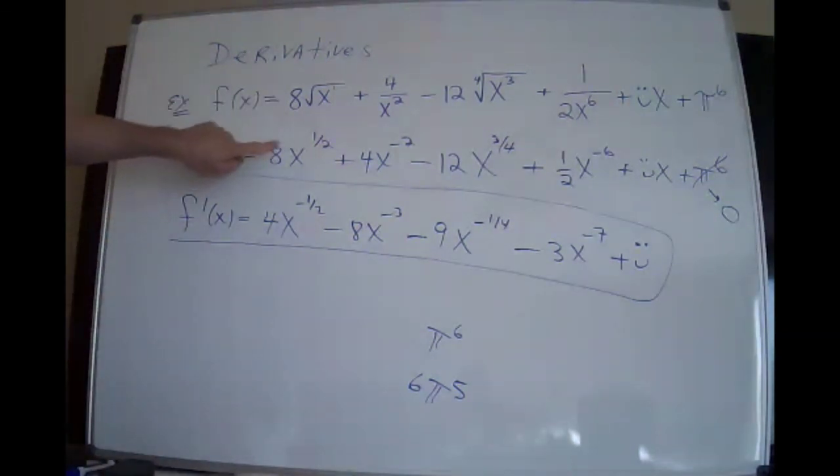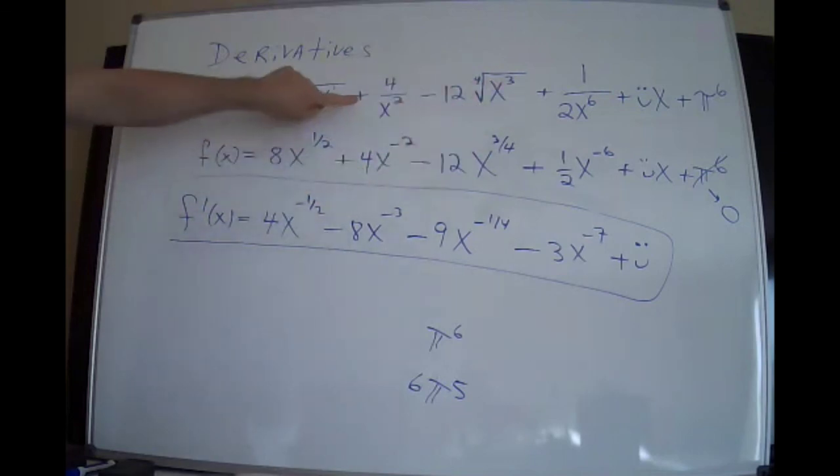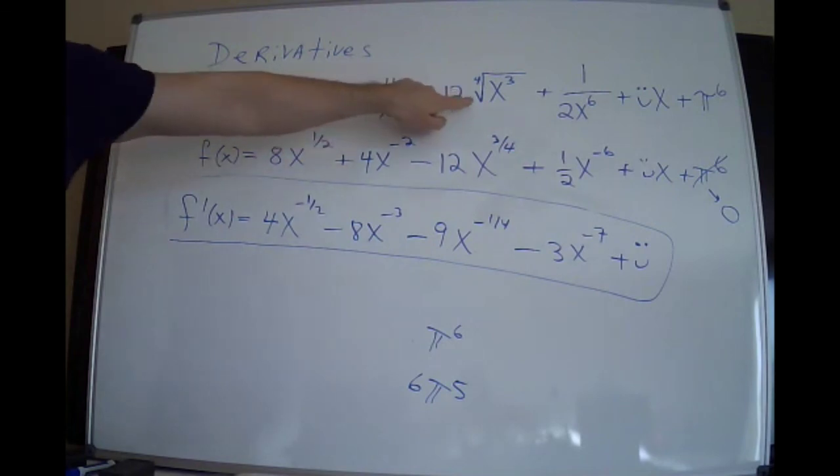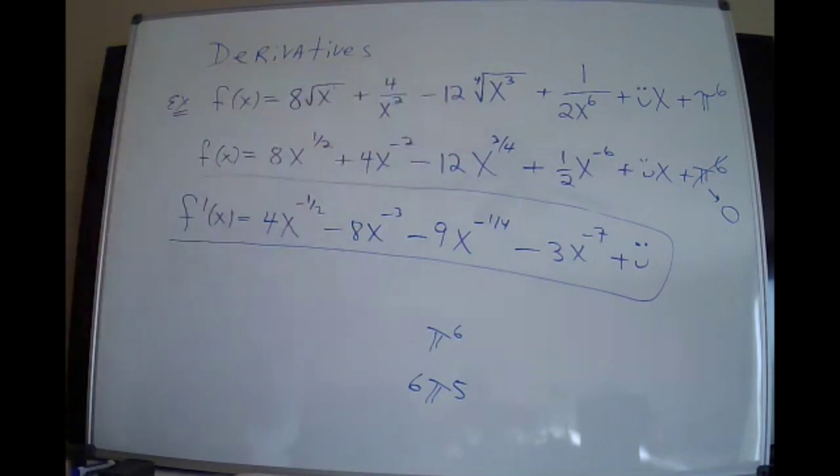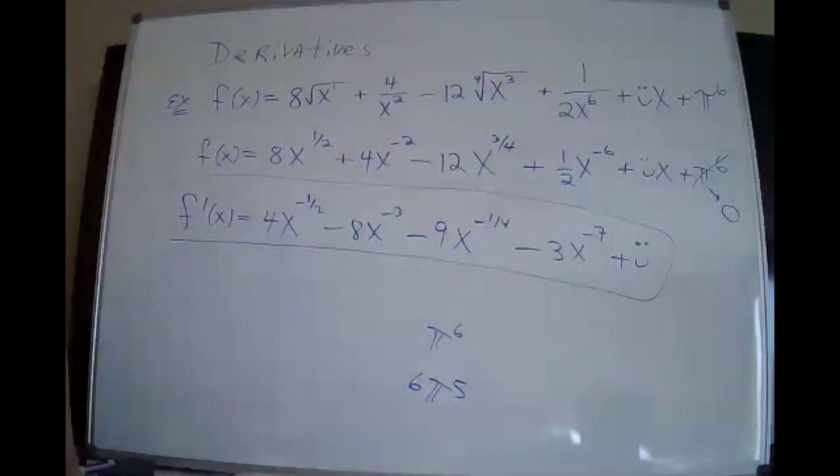So again, rewrite the terms you need to. If you got an x on the bottom, move it up, make the power negative. If you have a radical, the number outside goes on the bottom, the number inside goes on the top. And then you start taking the derivatives, all right? So always rewrite first and then take the derivative.